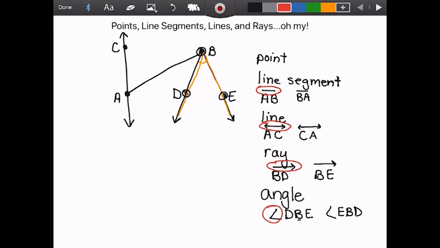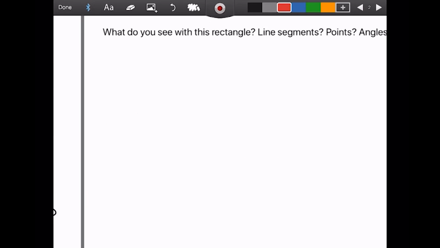So those are all different symbols you should know when we're talking about geometry, and different vocabulary. So point, line segment, line, ray, and angle are all things that you should know when you're talking about geometry. We're going to use some of that vocabulary to talk about a shape on the next page.